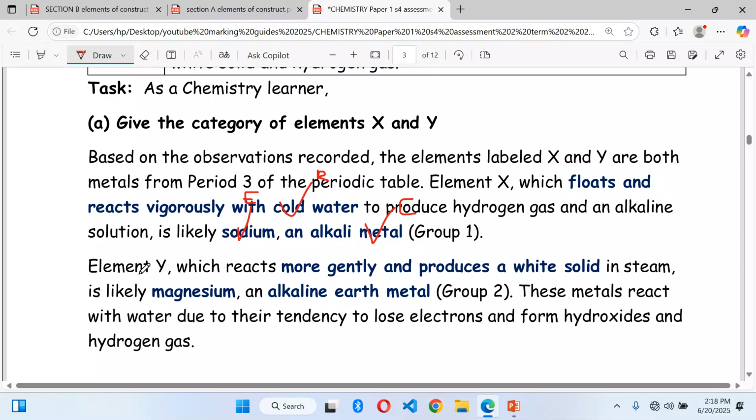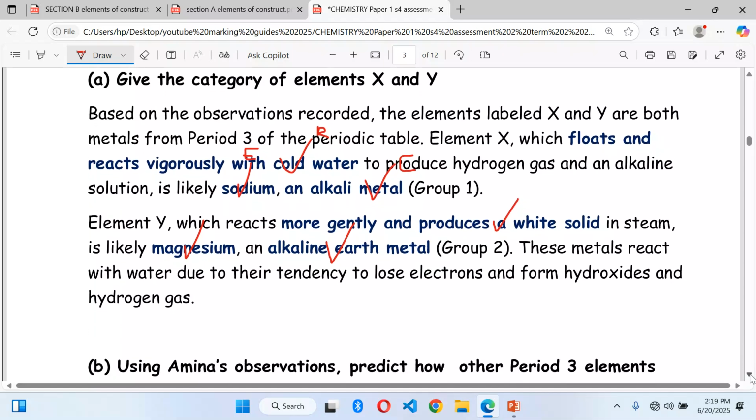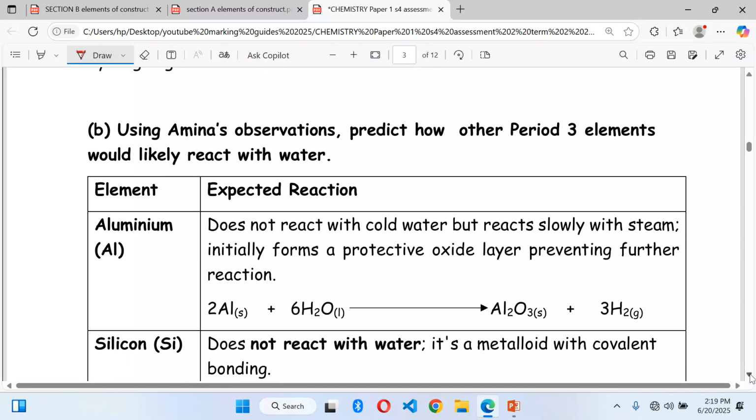And here we have element Y. Element Y reacts gently and produces a white solid in steam. A substance in period 3 that can do that is magnesium, which is an alkaline earth metal. Now, alkaline earth metals are group 2 elements. Group 1 elements are the ones which react this vigorously with water. So that's how we are able to categorize the elements X and Y. And that is part A, complete. Let's look at part B.